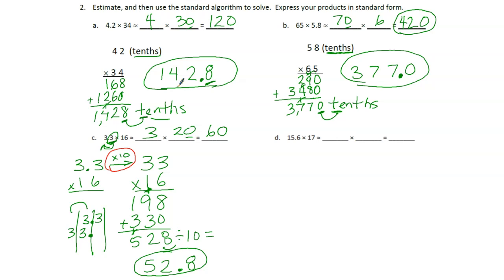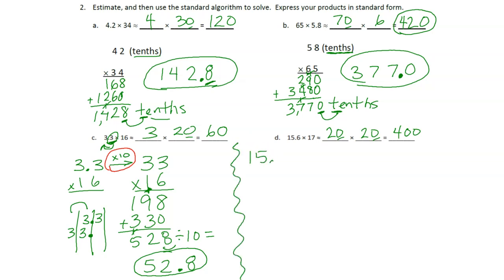Alright, same thing. Midpoint would be 15.5 between 10 and 20, so I'm going to round this up to 20. So now I say, well, 17 is closer to 20 as well. So now 20 times 20, 2 times 2 is 4, times 10 is 400. So now we're going to do the same thing we did. Draw our squiggly lines, we separate.